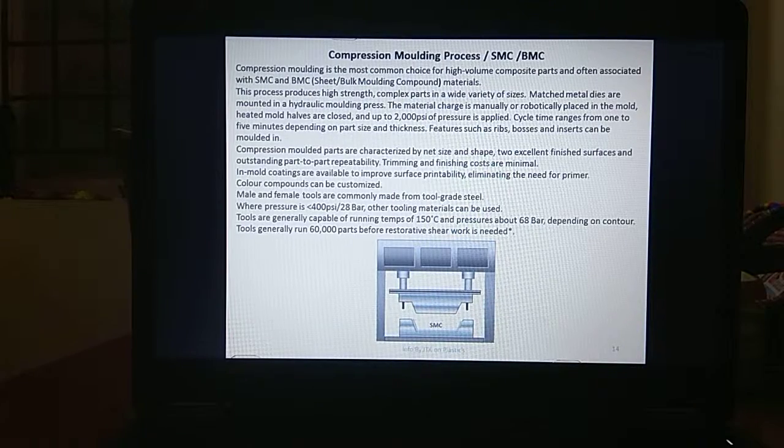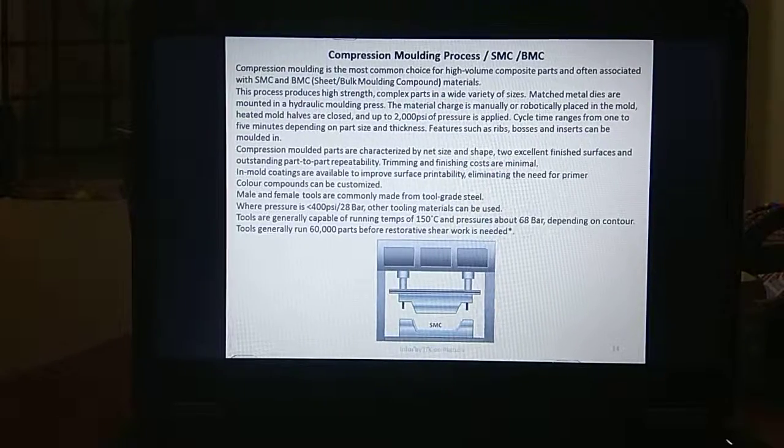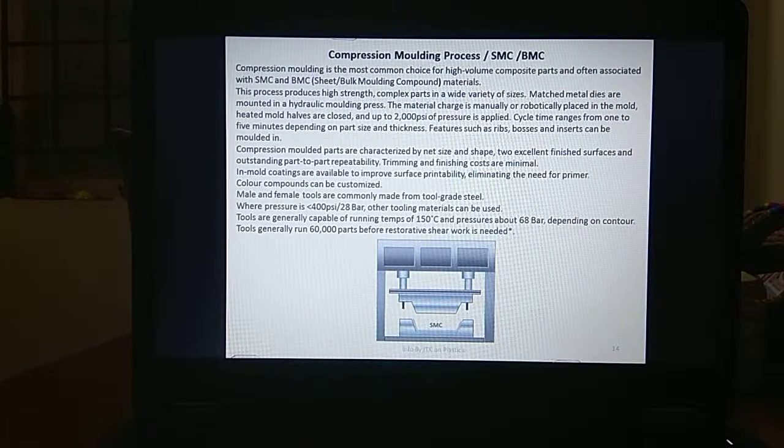Now let us look at compression molding, or sheet molding compound or bulk molding compound, which are more or less compression based molding processes. Compression molding is the most common choice for high volume composite parts and is often associated with SMC or BMC materials. These processes produce high strength, complex parts in a wide variety of sizes.